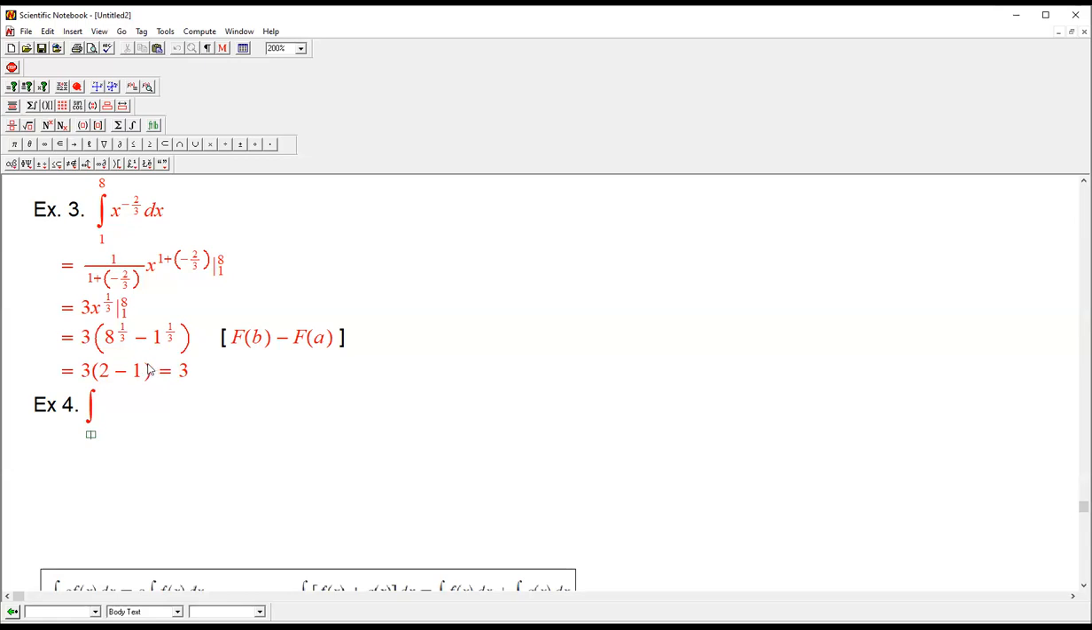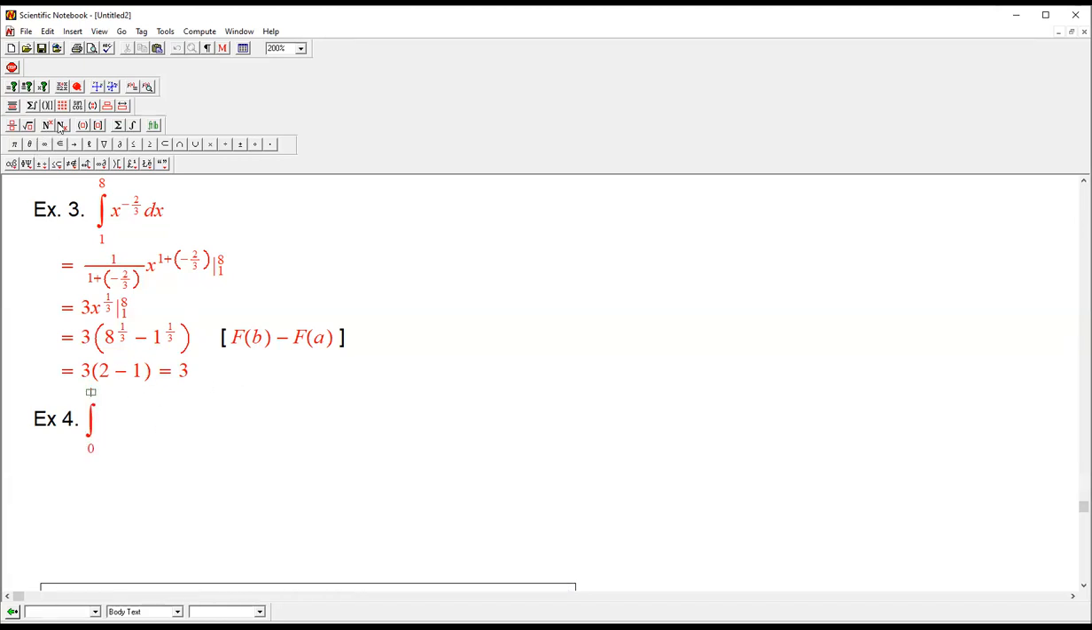It's from 0 to 3. The integral of 2 times sine of x subtracting e to the power x, dx.